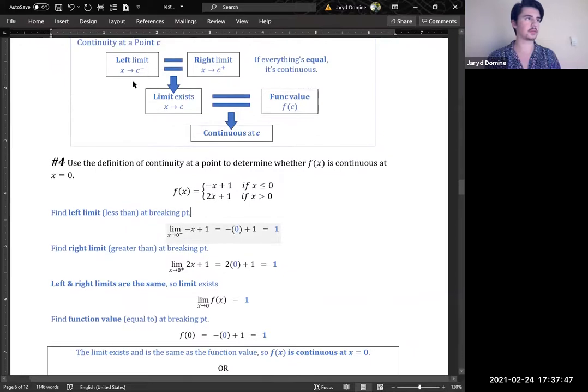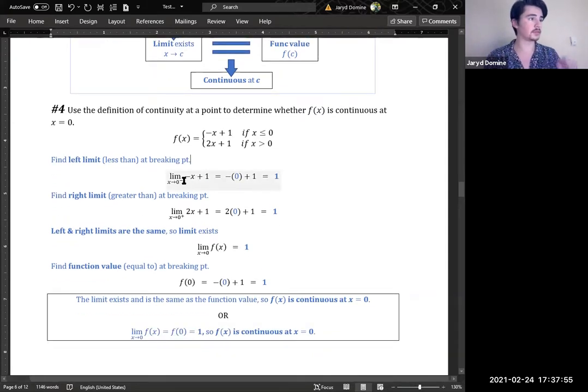Step 1 from our chart. I want to find the left and right limits and make sure they're the same. To find the left limit, we look at values less than 0. Left limit, less than. Just remember that. So this will give us the left limit, minus x plus 1. We take the limit of this as x approaches 0. All we do is plug in x equals 0 and we get 1. Pretty straightforward. So that's the left limit.